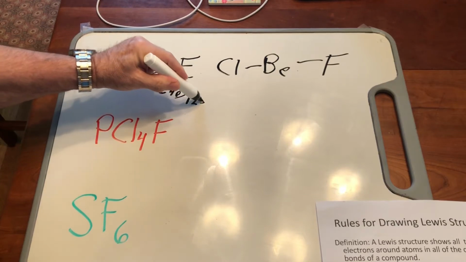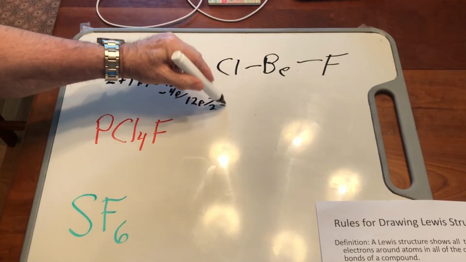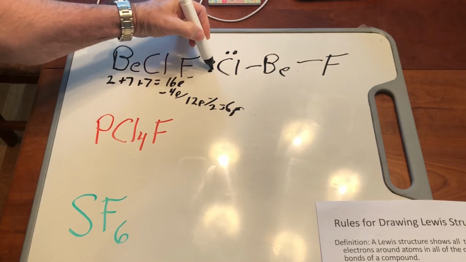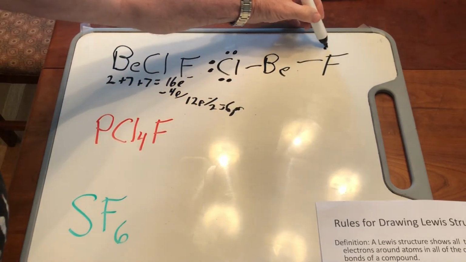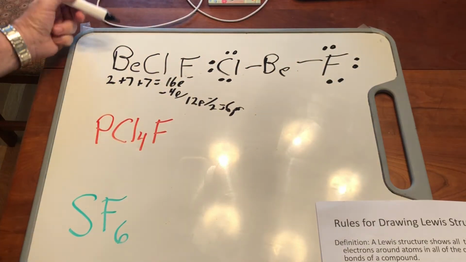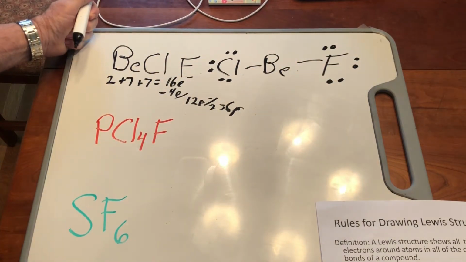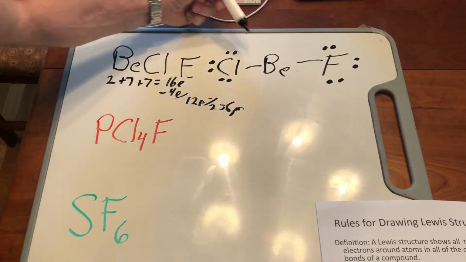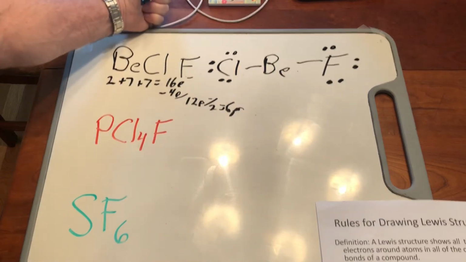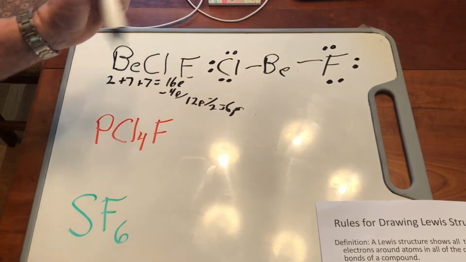That gives us 12 electrons left. That's 6 pairs. And 1, 2, 3, 4, 5, 6. And this works because beryllium attached to chlorines and fluorines, or just chlorines, is stable with only 2 pairs of electrons around the center atom. Again, it is an exception.